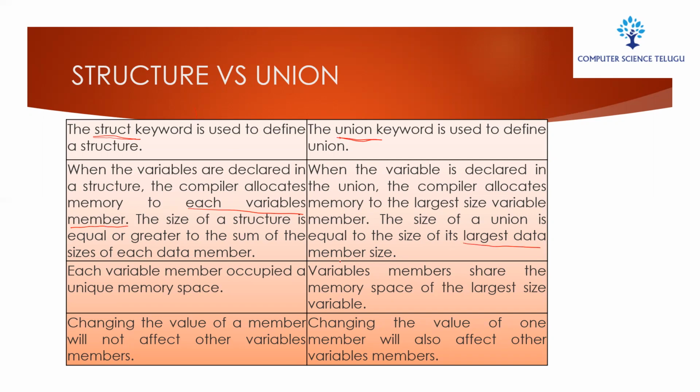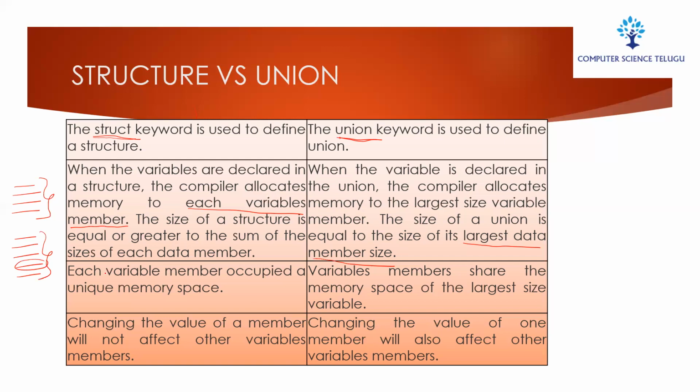Okay. Suppose there are 5 variables in a structure, then it will allocate memory to each variable. But whereas in union, when n number of variables are there, it will take only the largest data member size. We will see this in an example, don't worry.